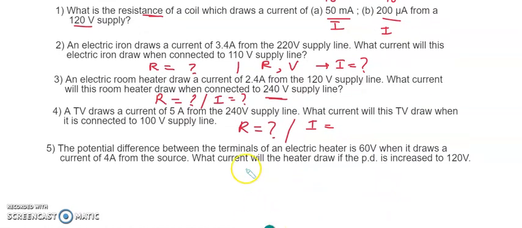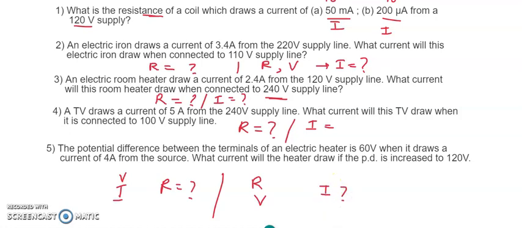Same with the last one. The potential difference between the terminals of an electric heater is 60 volt when it is drawing a current of 4 ampere. So again, the voltage is given, the current is given. You need to find your resistance, which is not going to change. It's going to be the same even if I'm changing the voltage to 120. So in the second scenario, you're going to use the resistance that you found in the first step, use the voltage change and find your current.